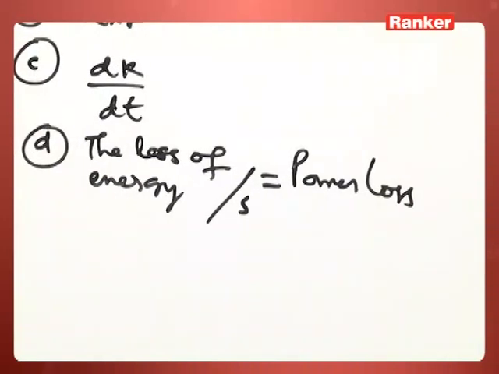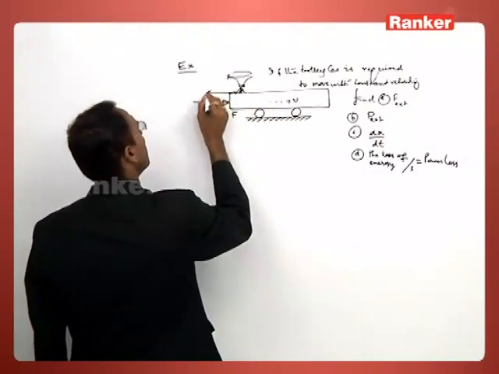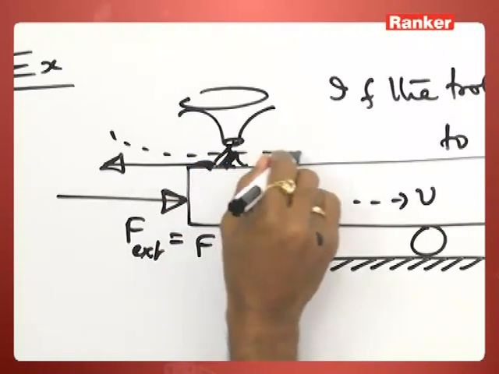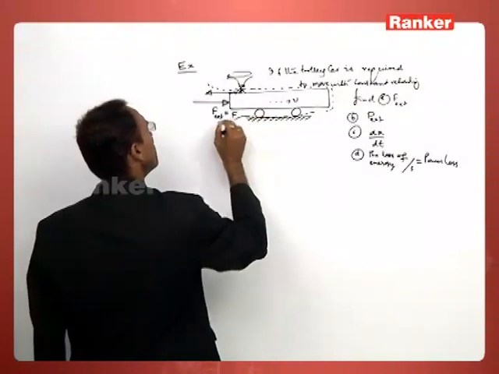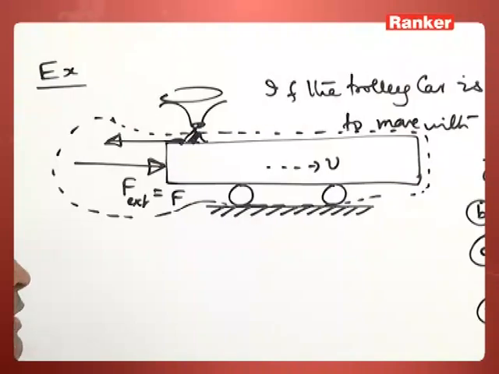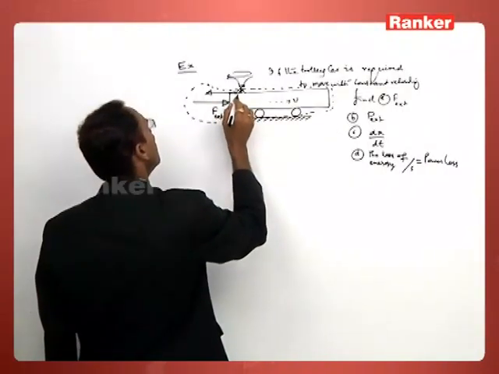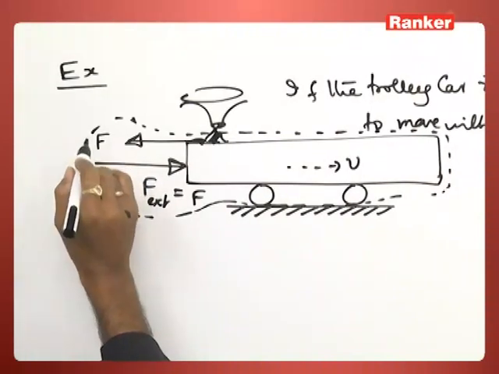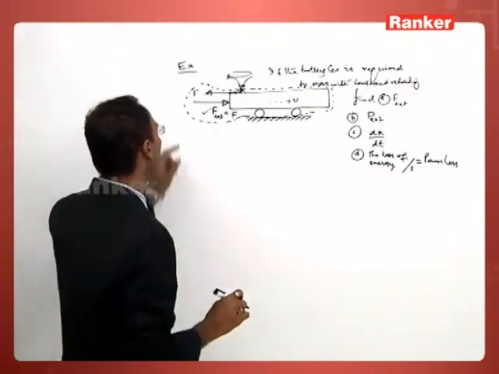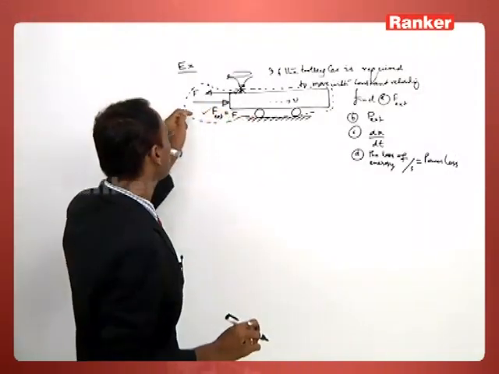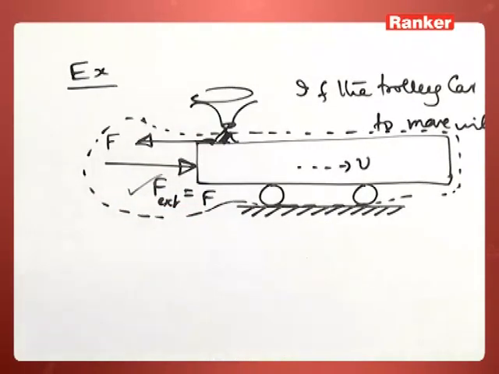We can solve it by the impulsive force method by drawing the free body diagram on the trolley car. Here we can have two forces, as I discussed already. One force is the external force or the applied force or the force F. You are pushing the trolley car.